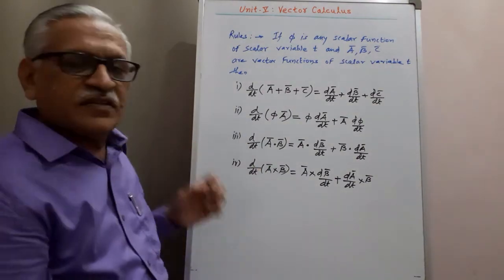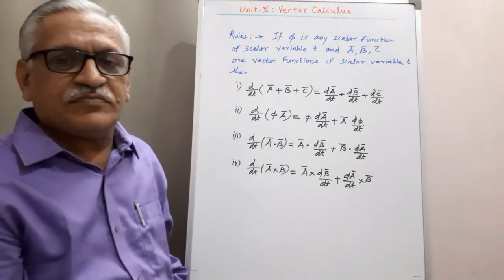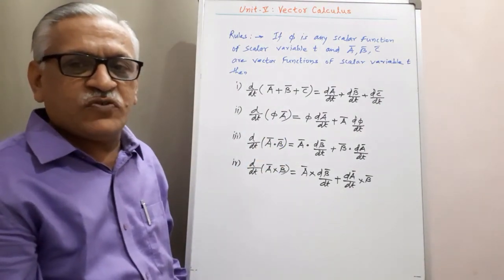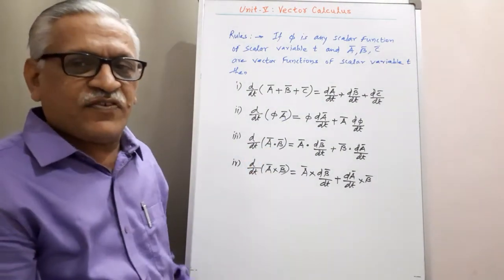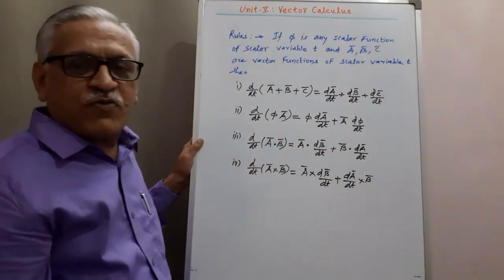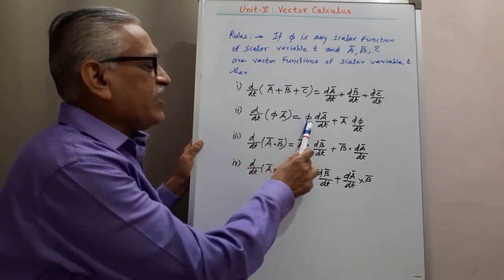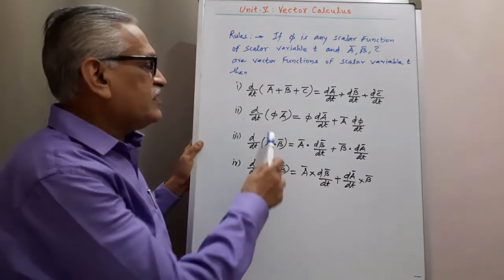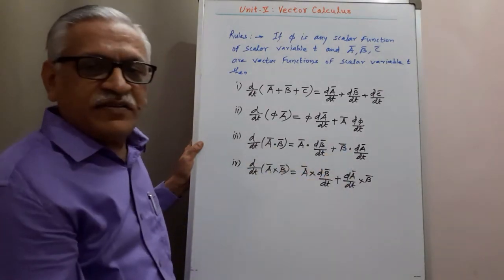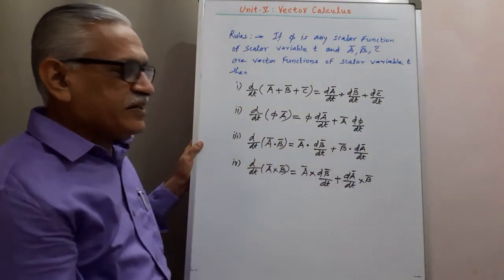Second rule, the derivative of the product of two functions, phi into A bar. Phi is a scalar function, A bar is a vector function. Then we have to apply the product rule, or UV rule, of derivative. First term phi, derivative of second, it is dA by dt, plus second term as it is, A bar, and derivative of first, it is d phi by dt.